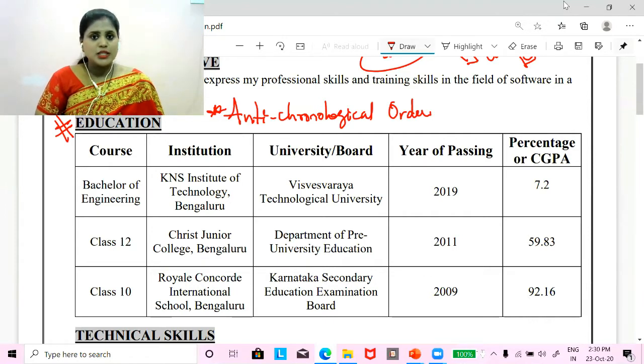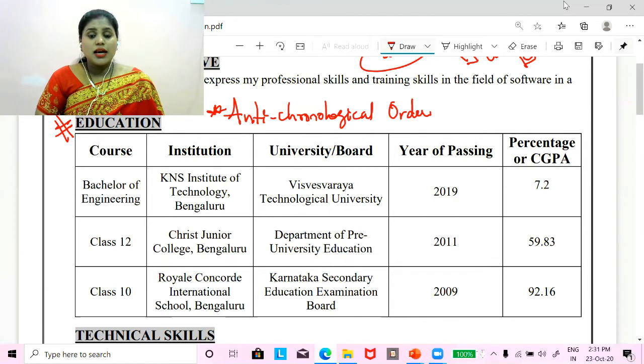There's a column called course, a column called institution, one called university or board, year of passing, percentage, or CGPA. See, in most of the jobs you might apply to, especially in IT software industries, they're very particular about percentage in each of these courses. For example, Infosys is very, very particular about engineers scoring a minimum of 60% in SSLC, that is in class 10, a minimum of 70% in PUC, that is in class 12, and a minimum of 60% again in engineering. To highlight that, it's always good to use a table format.